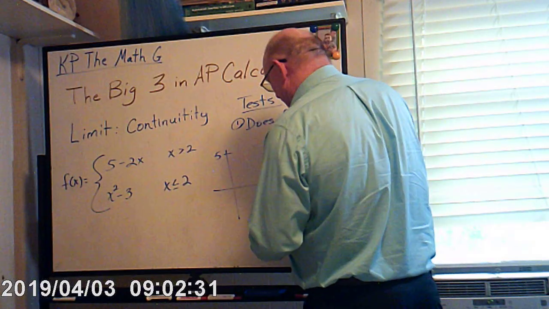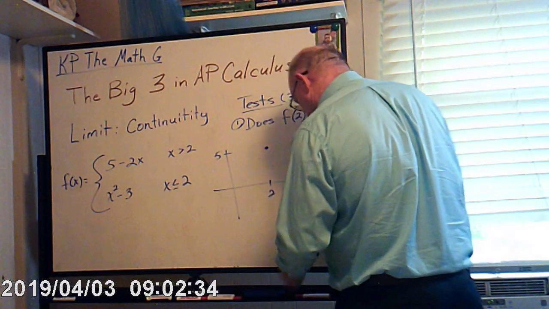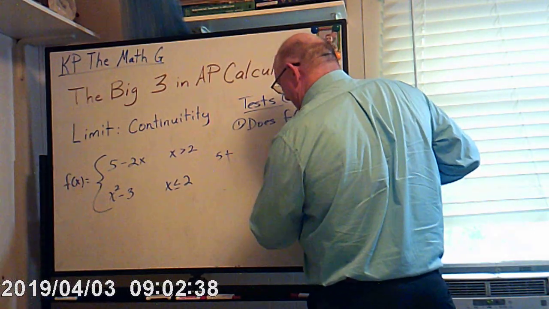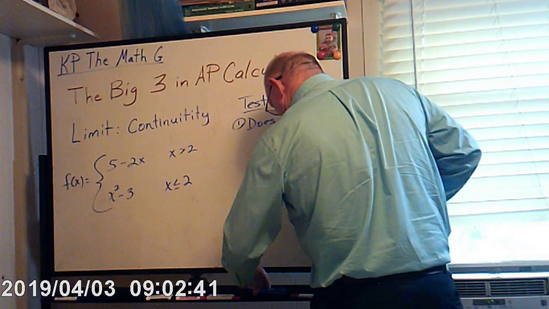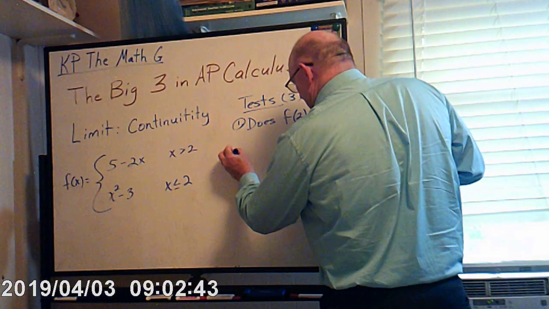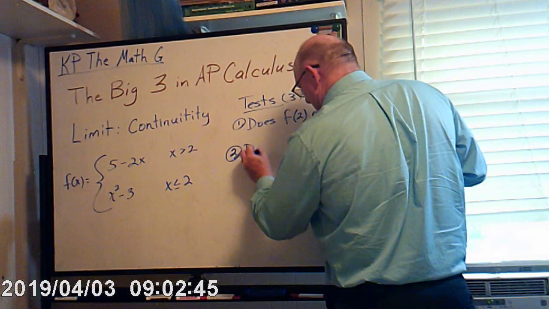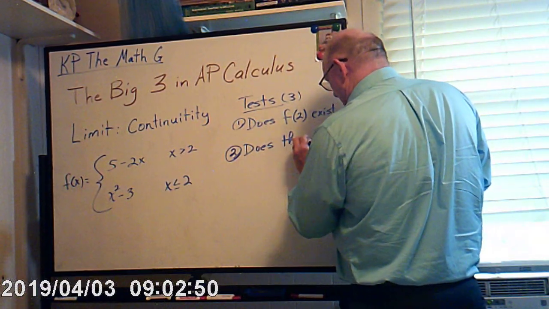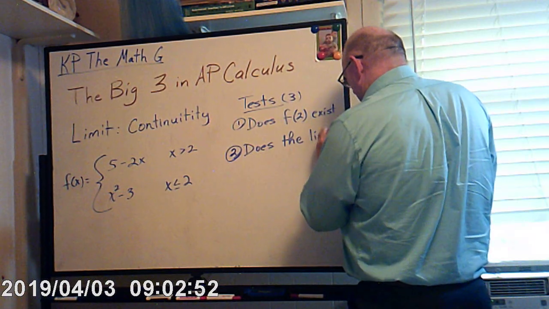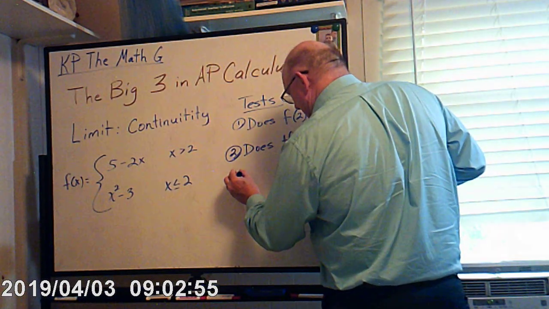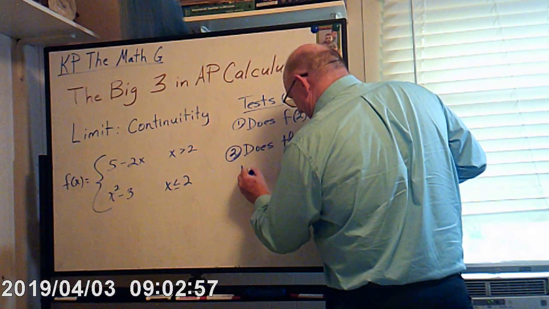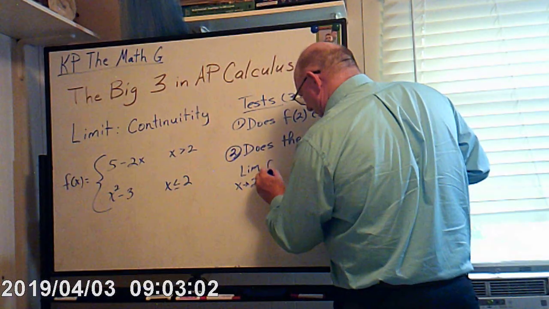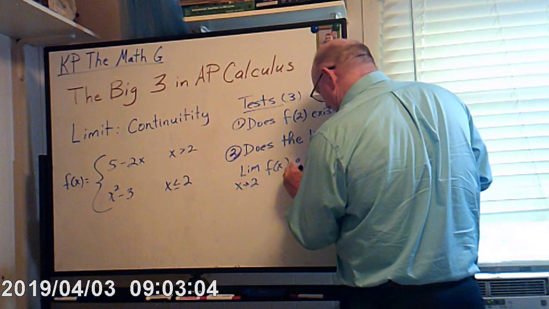And then you ask yourself a question at this point, and you'll see what I'm talking about when we do this. Does the limit exist? Does the limit as x approaches 2 of f(x) exist?